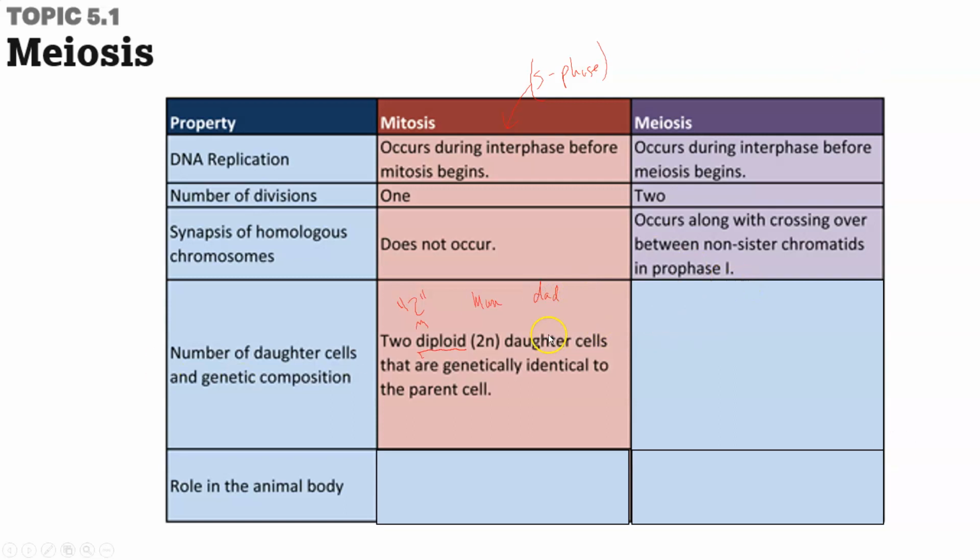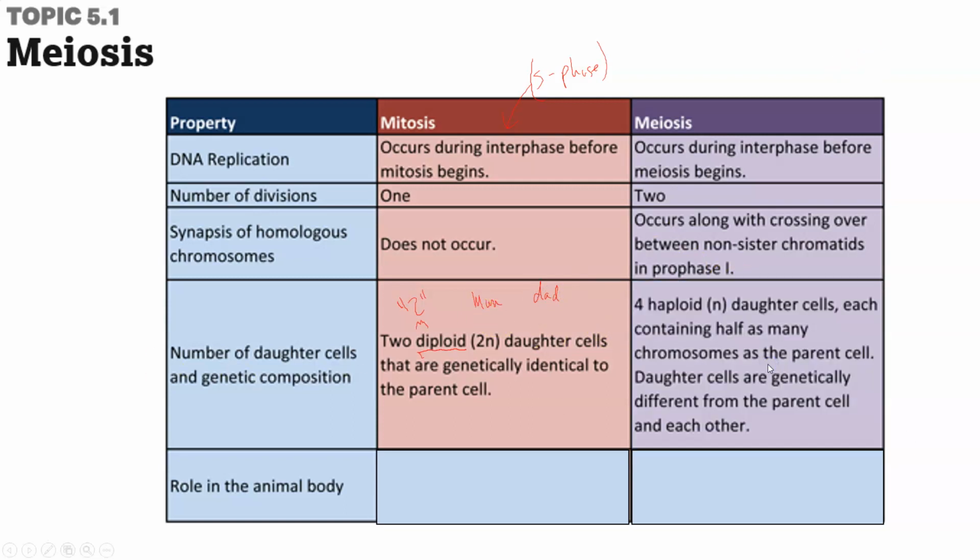Okay, so in meiosis, we end up with 4 haploid. Maybe not a good transition to the prefix hap, but you can think of that as half. This has half the amount of chromosomes as a diploid cell. So you end up with 4 haploid daughter cells, each containing half of the chromosomes as the parent cell. Daughter cells are genetically unique from the parent cells and from each other.